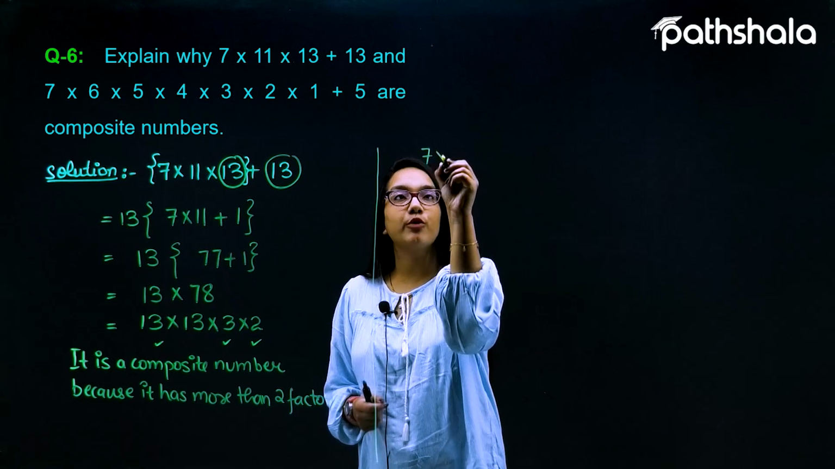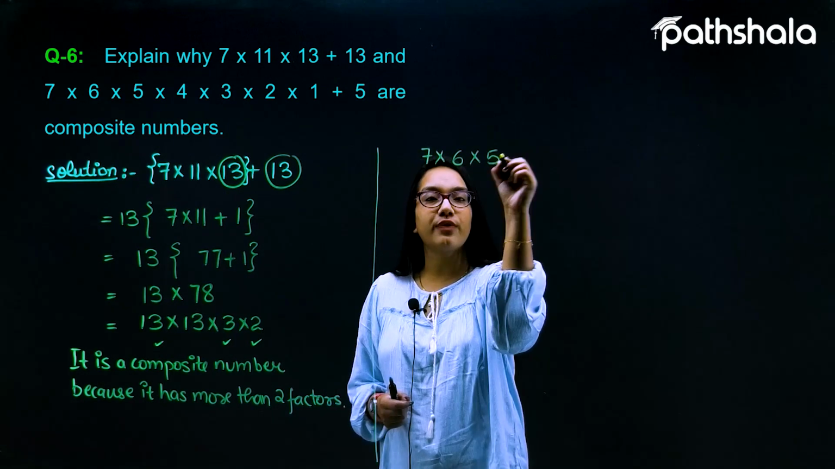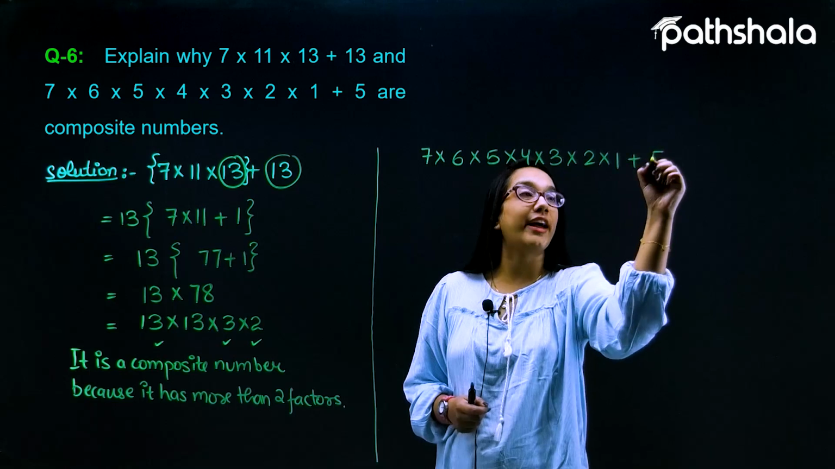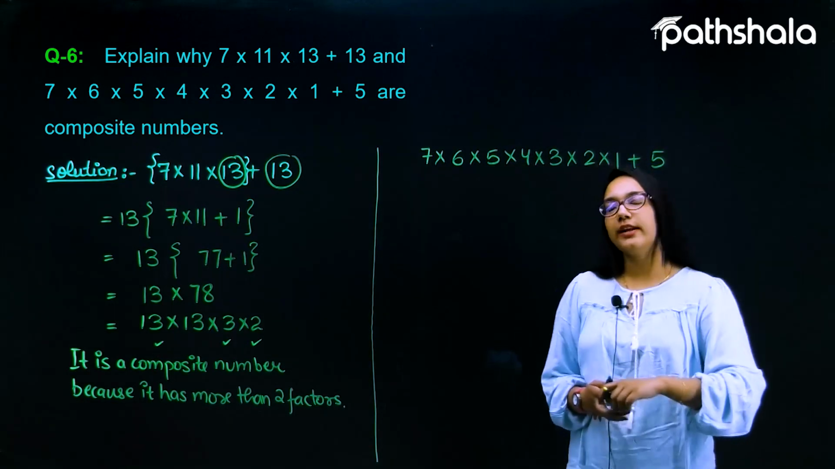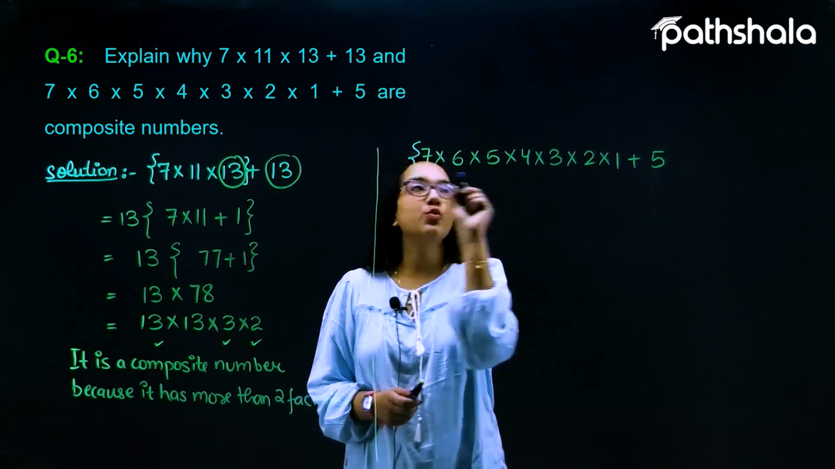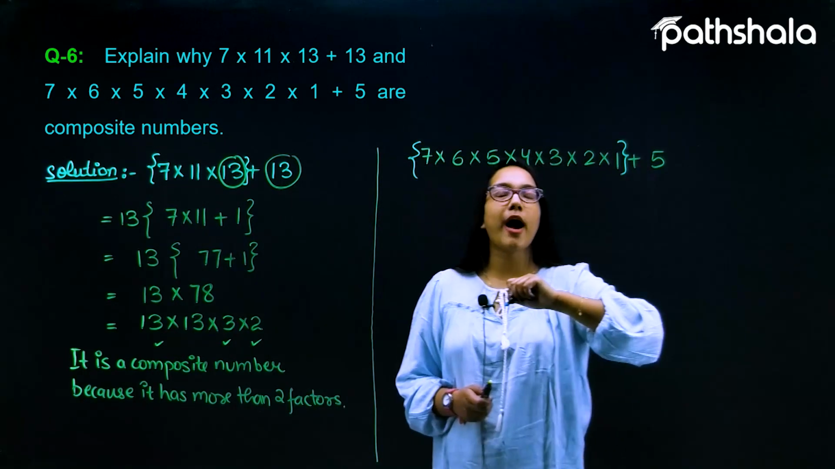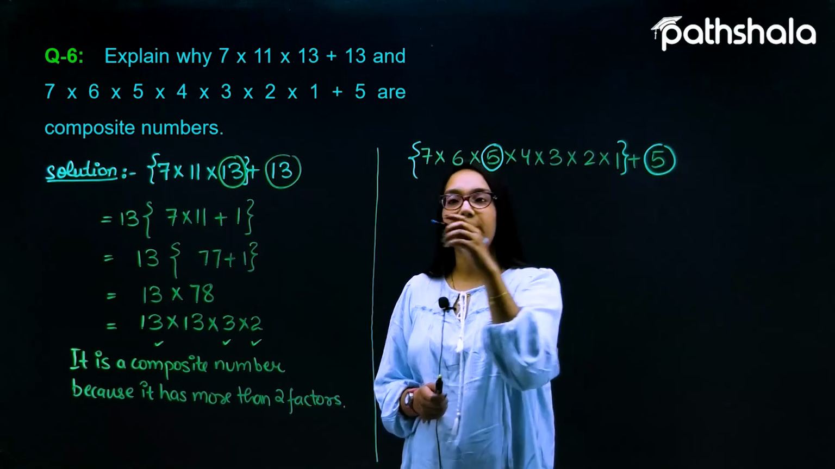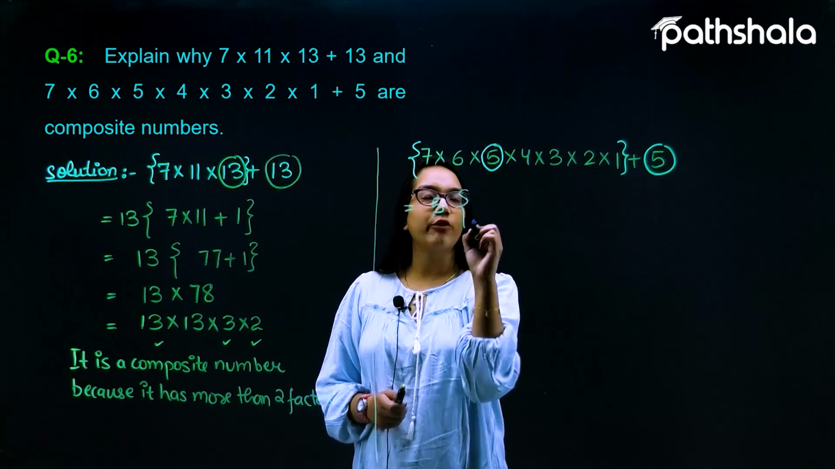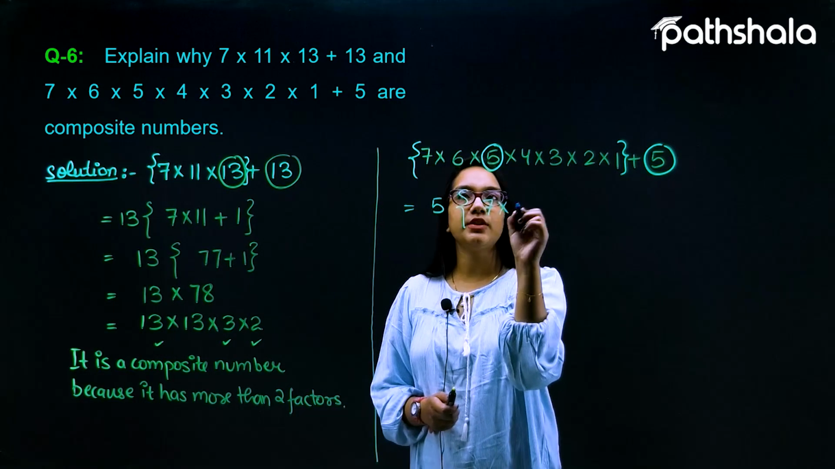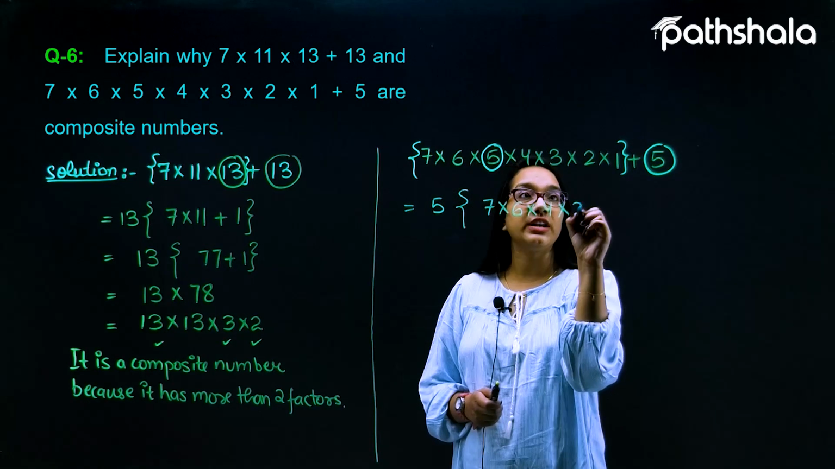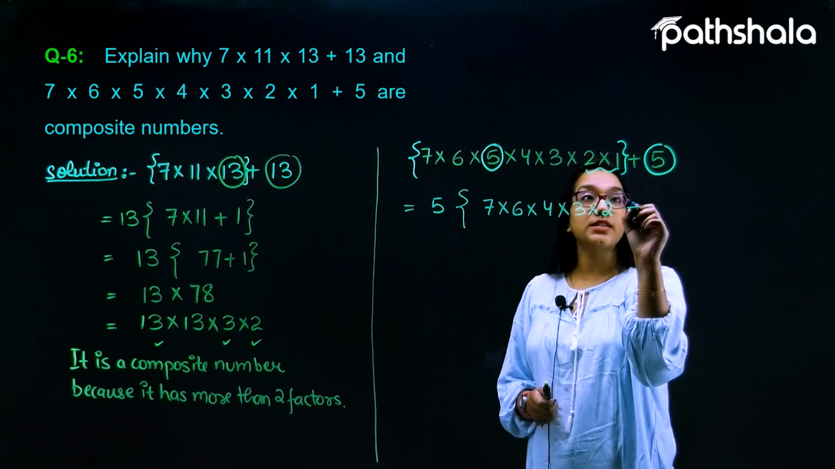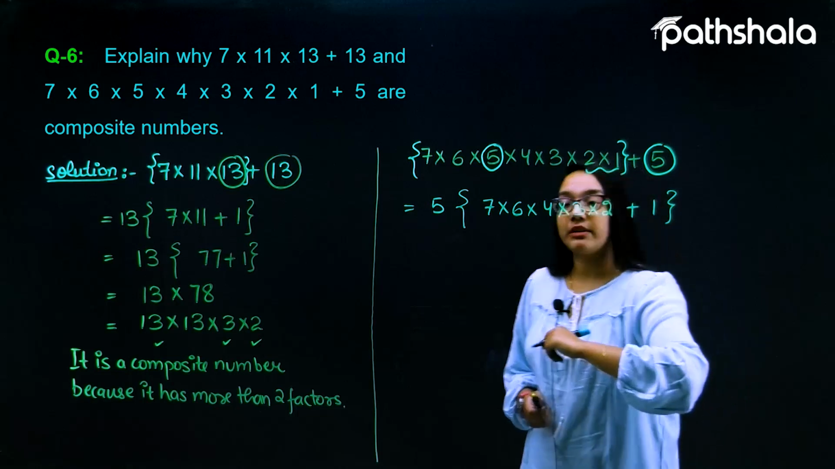The second part is we have to prove 7 into 6 into 5 into 4 into 3 into 2 into 1 plus 5 is a composite number again. Let us take all these numbers within a bracket, and we know that 5 is a common digit in both terms, so we can take 5 common out of it. If we take 5 common, we get 7 into 6 into 4 into 3 into 2 into 1 plus 1. Let us take 2 into 1 as 2, plus 1. These are the values that remain.